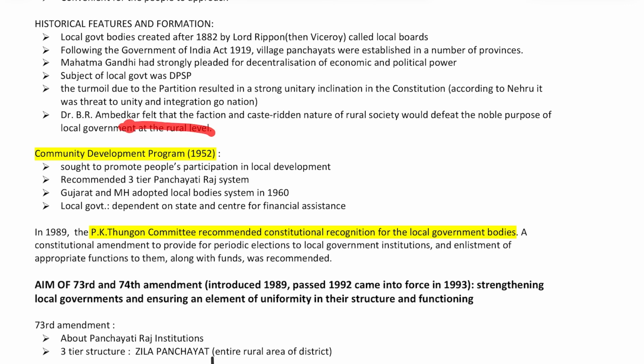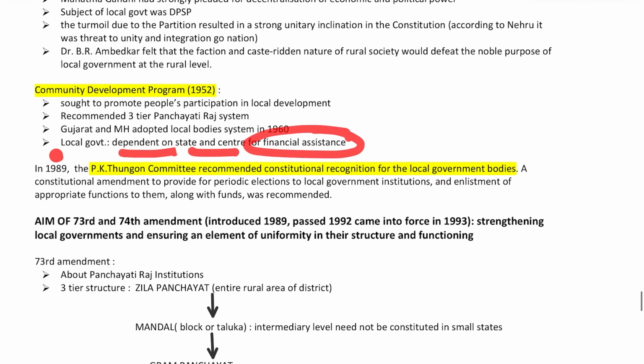One of them is the Community Development Program of 1952. It sought to promote people's participation in local government. It recommended a three-tier Panchayati Raj system. Gujarat and Maharashtra adopted the local body system in 1960. The local government is dependent on state and center for financial assistance. In 1989, the P.K. Thungon Committee recommended constitutional recognition for the local government bodies.